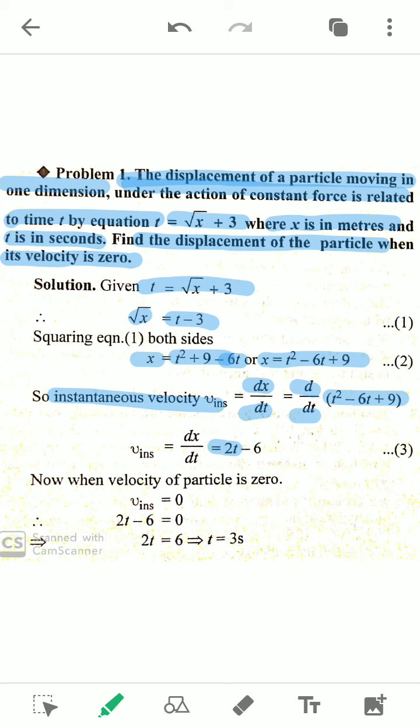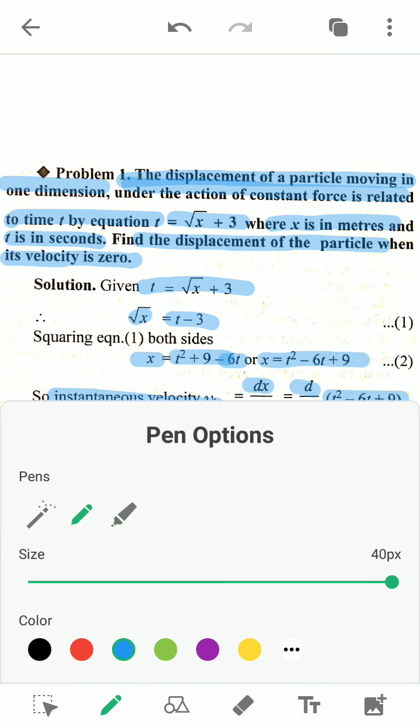According to the question, the velocity of the particle is 0. It means V instantaneous is 0. Substitute the value of V instantaneous equals 0. So 2t minus 6 equals 0. So 2t equals 6. So t equals 3 seconds. It means at the time of 3 seconds, the velocity is 0.